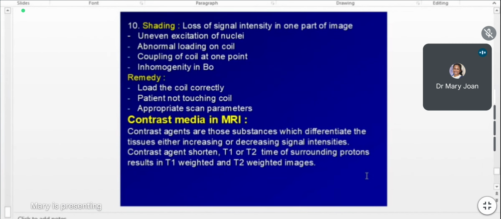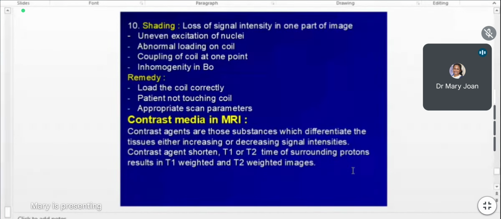Shading is loss of signal intensity in one part of the image. Causes are uneven excitation of nuclei, abnormal loading on the coil, coupling of the coil at one point, and inhomogeneity in the applied magnetic field. Remedy: load the coil correctly, make sure the patient is not touching the coil, and select appropriate scan parameters.